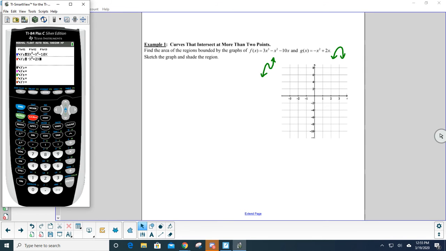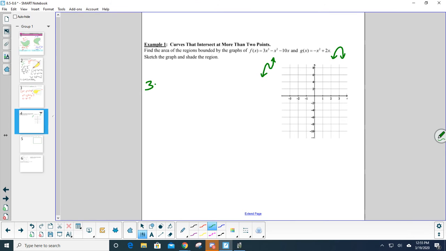Now, here's the deal. Technically, I don't have a calculator, so I'm going to hold off showing you that for a minute. What I am going to do is, if I need to find the points and I don't have a calculator, the first thing you're going to do is take these two and set them equal to each other and try to solve.